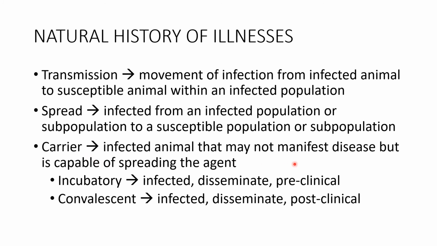So carriers, these are animals that may not manifest disease but are capable of spreading the disease. So you have two types actually. You have your incubatory, so those who are infected and disseminate the agent but are on the preclinical side of things. So ito yung mga na-infect na, nagkakalat ng agent, pero hindi pa nag-manifest yung disease. The second one is your convalescent, wherein infected na siya, nagkakalat siya, at saka after na siya nagkasakit. So it is apparently recovered from the disease, but it's still infected and is able to disseminate the disease.